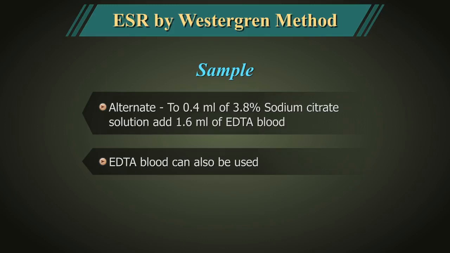Draw venous blood and immediately place 1.6 milliliters into the trisodium citrate solution. Note: you can also use EDTA blood. If kept at 4 degrees centigrade, it can be used up to 24 hours. In this case, mix the EDTA blood well and place 1.6 milliliters into the trisodium citrate solution.